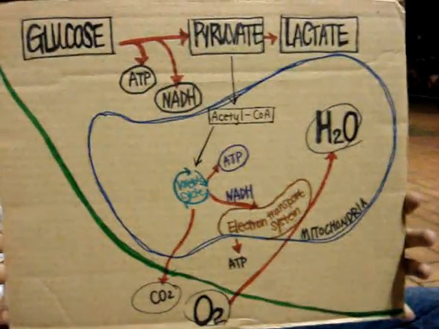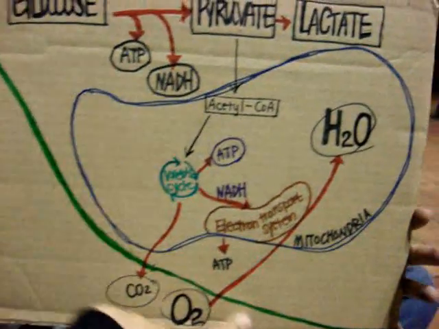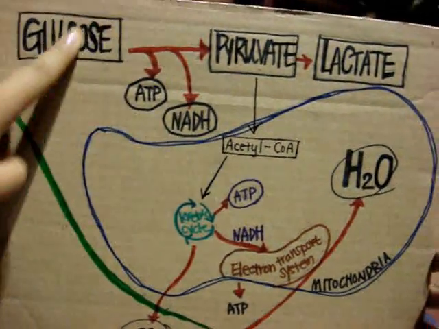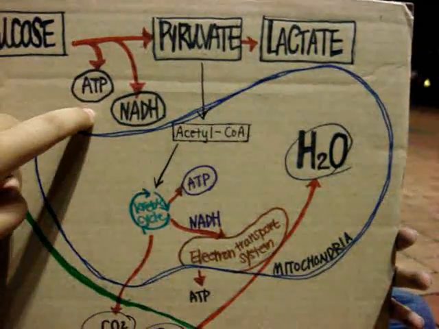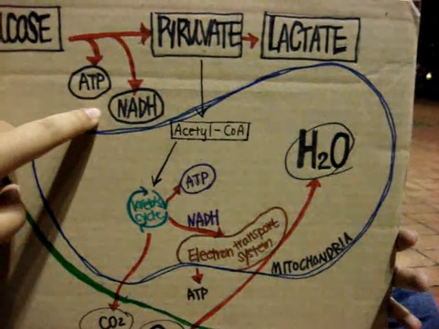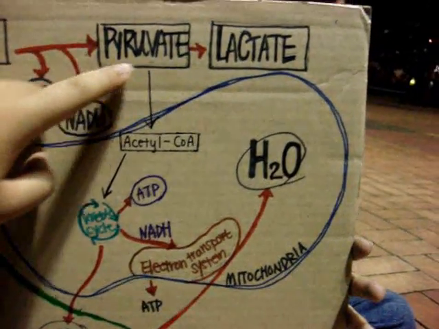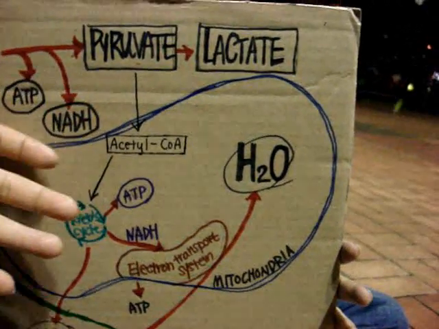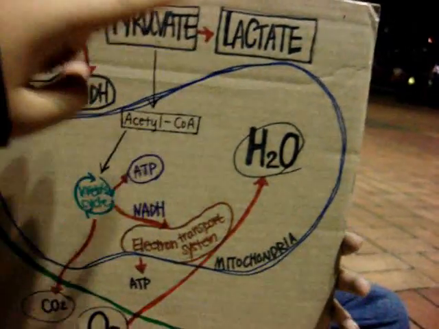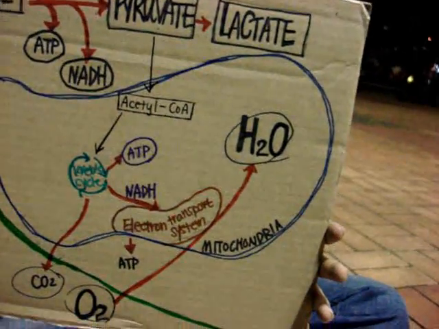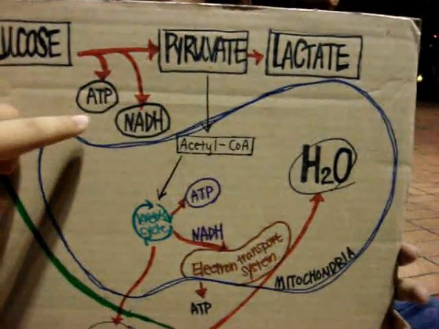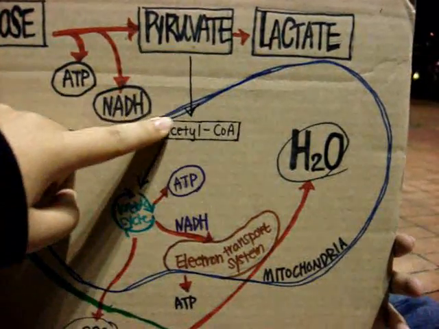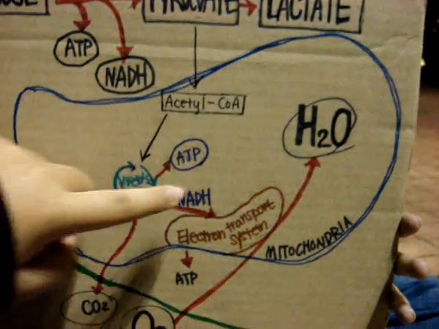This diagram is a summary of what you have just learned. This is the cell membrane, and this is the cell mitochondria. Glucose enters the cell membrane and goes through glycolysis, releasing ATP and NADH, which are forms of energy. After glycolysis, it forms pyruvate. If there is a lack of oxygen, for example, when we work out, there's a production of lactate. But since we have oxygen within our body 24/7, it goes through aerobic respiration and forms acetyl CoA and then goes to the Krebs cycle.